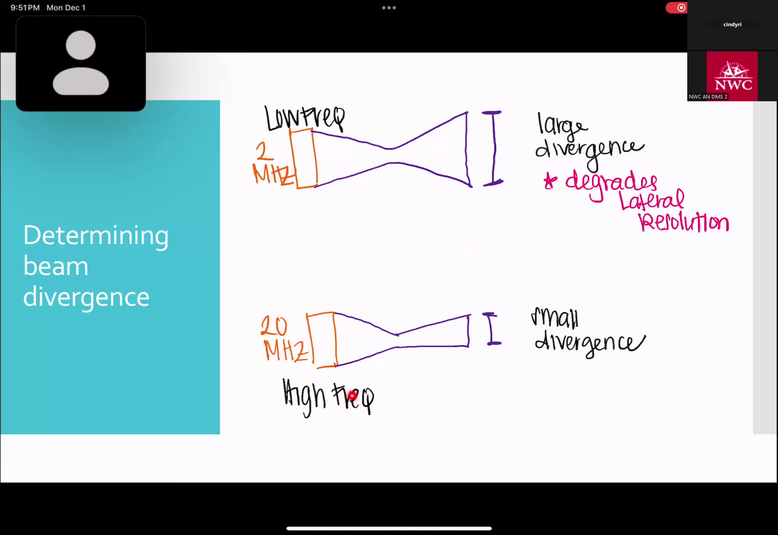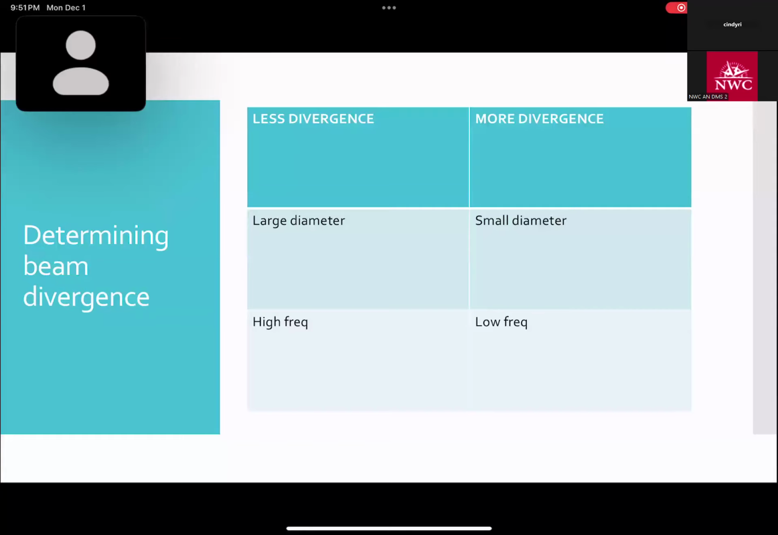And then here you have the high frequency transducer. In my example, I used a 20. And for that 20, you have a small divergence. And so this is an example of how the frequency of sound affects divergence of the sound wave in the far zone. And this isn't just another way of looking at the same thing.